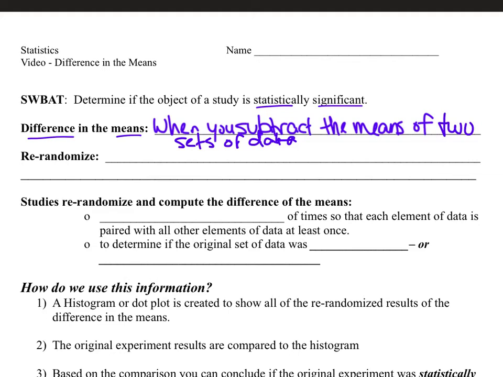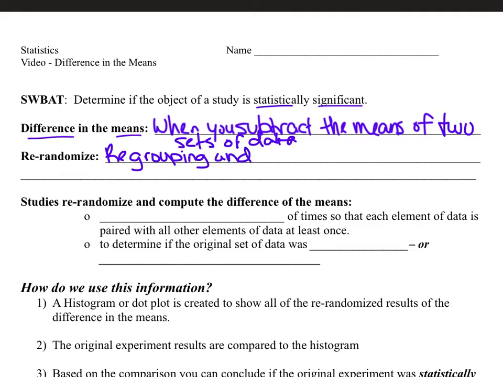And then what we do is we re-randomize them. It sounds weird, but we re-randomize them. It's basically just regrouping and mixing up the data without regard for the object being studied. So I'm going to try to explain that when we actually do the examples. It's a little hard to explain initially.